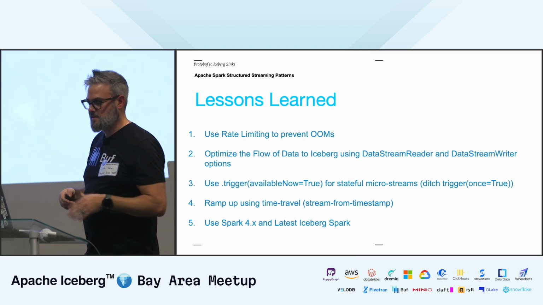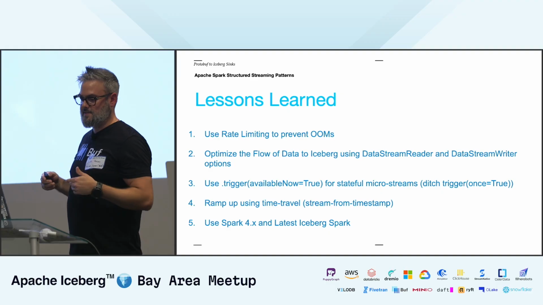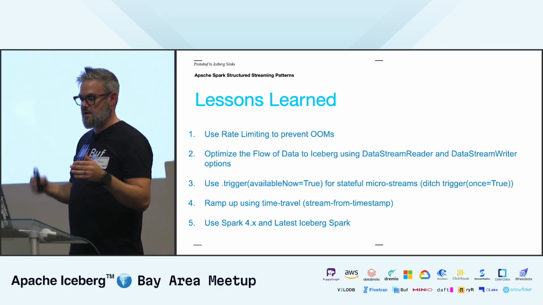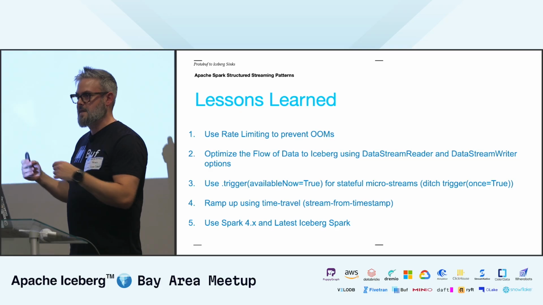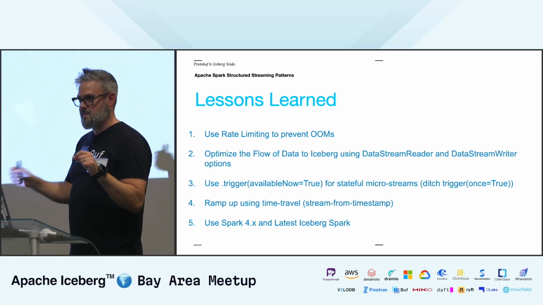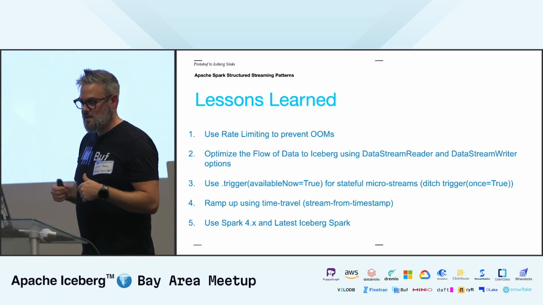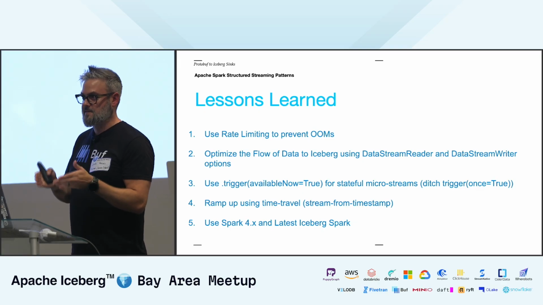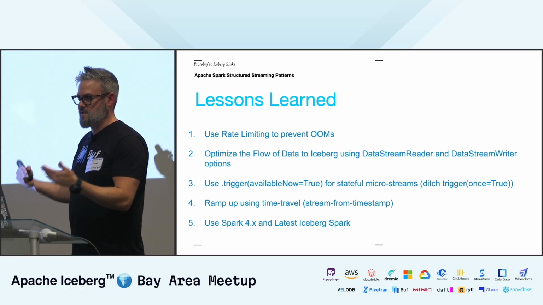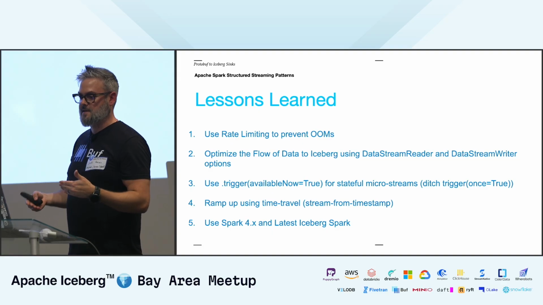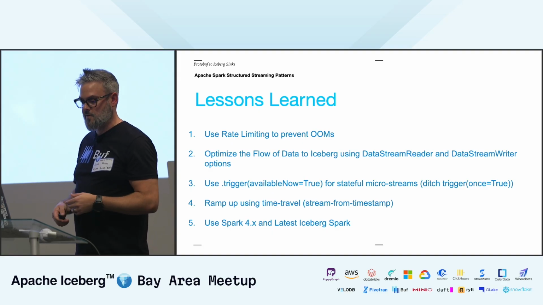So lessons learned, rate limiting prevents out-of-memory exceptions, optimizing the flow of data to Iceberg for the data stream, with specific options that allow you to tune and do flight controlling of the actual stream. Trigger available now is available now, which is nice as of me talking about this. And that really helps you to reprocess and get ready for streaming if you haven't been streaming before.